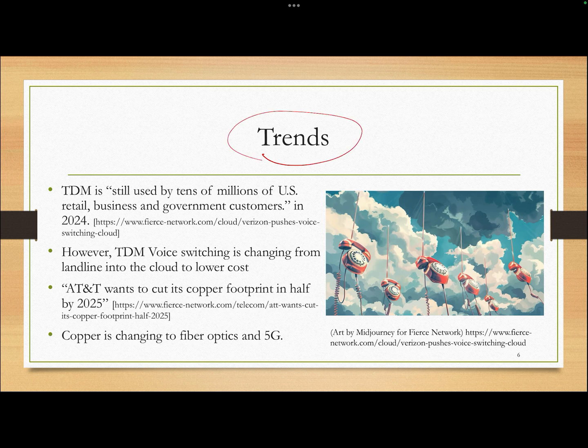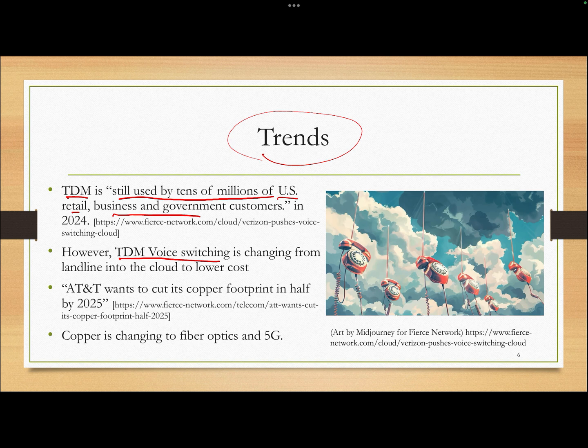I'm trying to update on this year, on what is going on with circuit switching. As we all know, it's not being installed much anymore. However, they are still using it, because TDM, time division voice switching, which is circuit switching, is still used by tens of millions of people in US retail business, because it's already installed. It was installed decades ago all over the world. It's the landline, the twisted pair installed in people's houses and in the office.